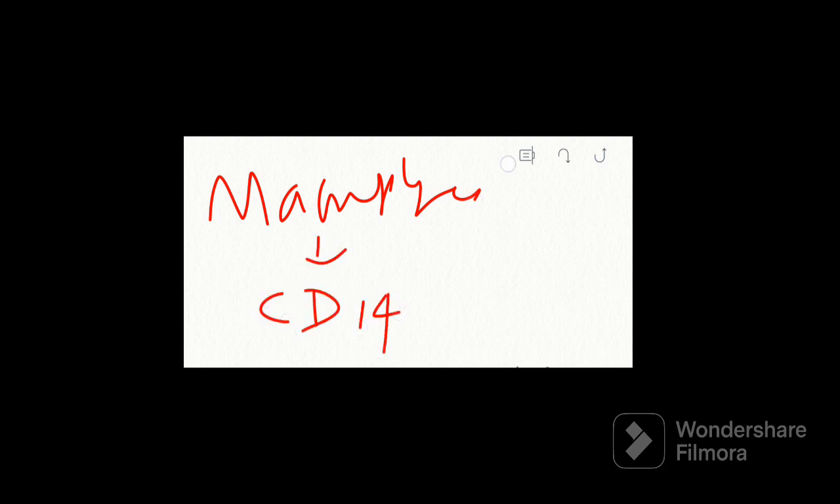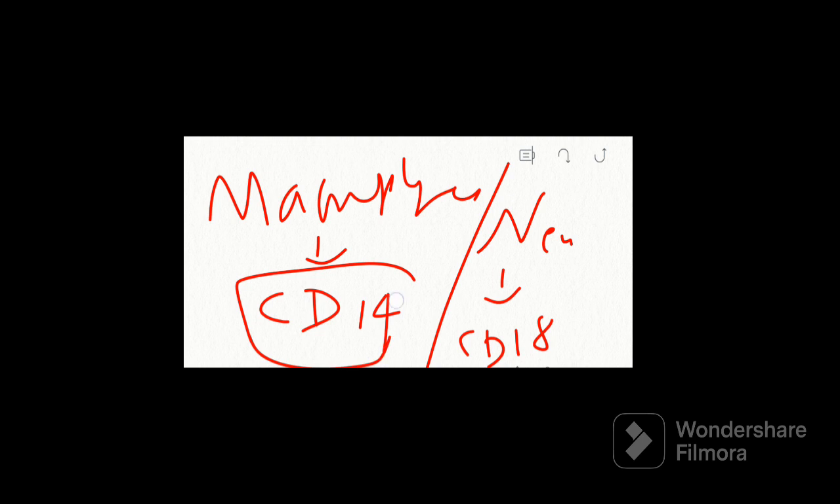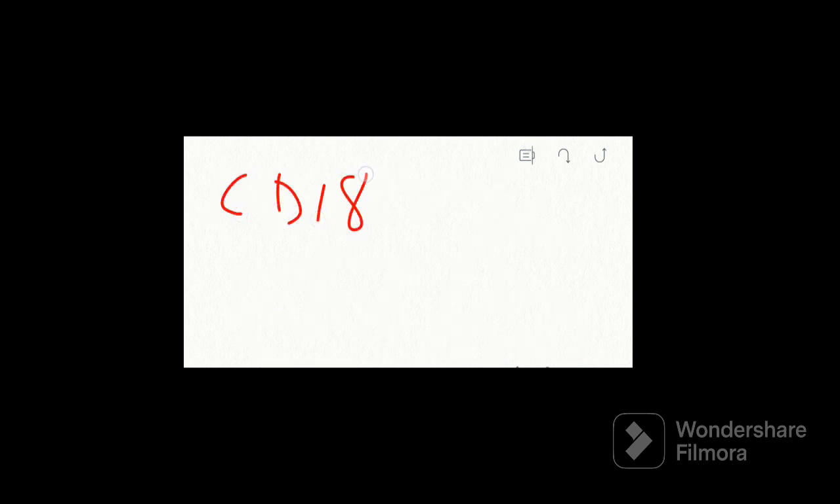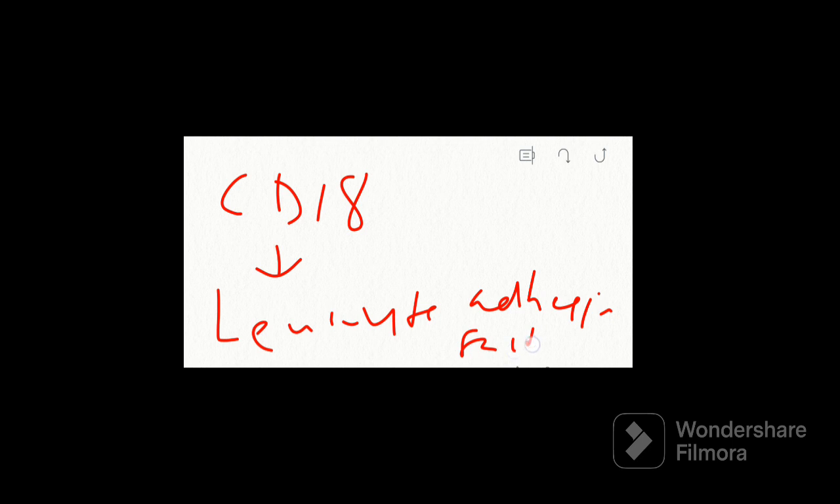And macrophages are marked by CD 14, while neutrophils are marked by CD 18. Neutrophils, okay. Macrophages by CD 14 and neutrophils by CD 18. And this CD 18 is also known as leukocyte adhesion factor.